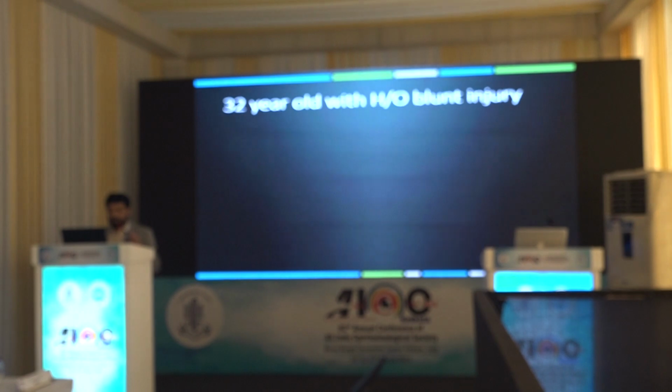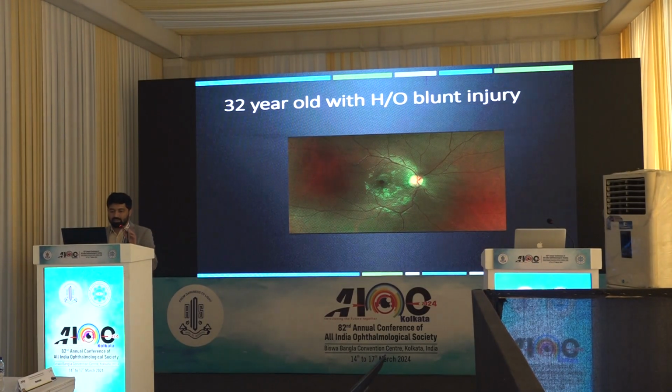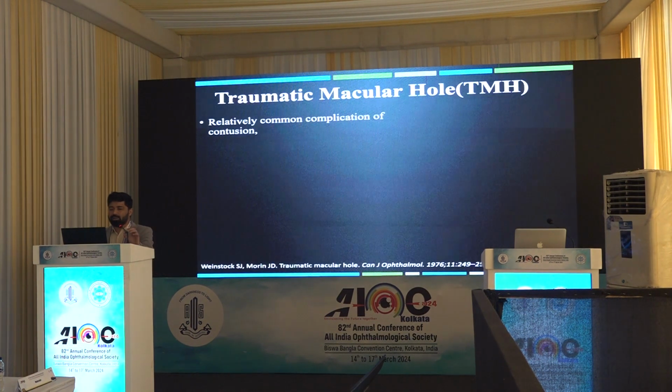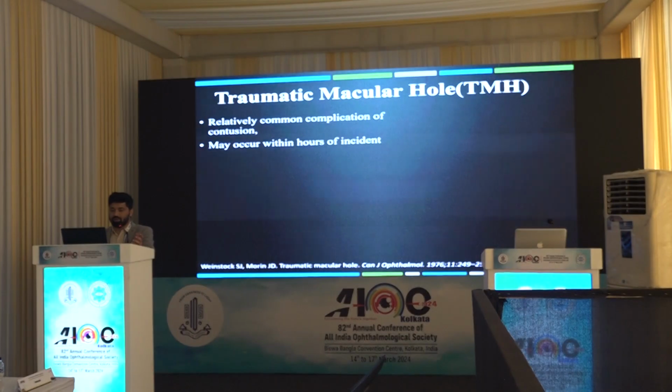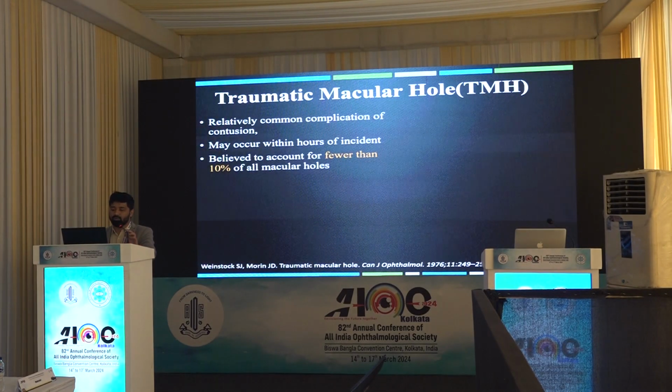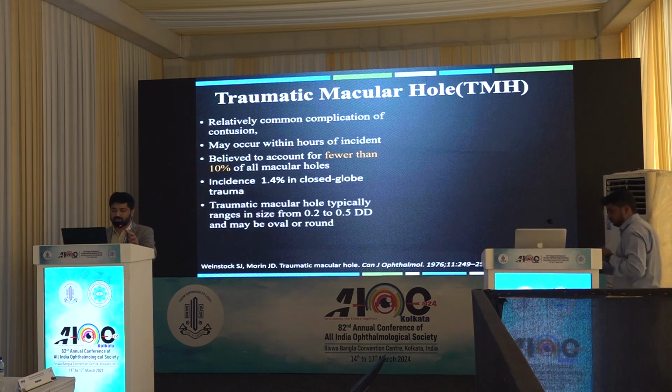So this was one more 32-year-old with a history of blunt injury and blurred vision. It's like a spotter. You can all see that there is a macular hole in the center. The traumatic macular hole is a relatively common complication after a contusion-related injury and may occur within hours of incidence. It is believed to account for fewer than 10% of all macular holes. The incidence could be around 1.4%, and it always happens in closed globe injury. In open globe injury, usually we don't see macular holes unless it is complicated by other things like PVR formation. A traumatic macular hole typically ranges in size between 0.2 to 0.5 disc diameter, and this is how they look.